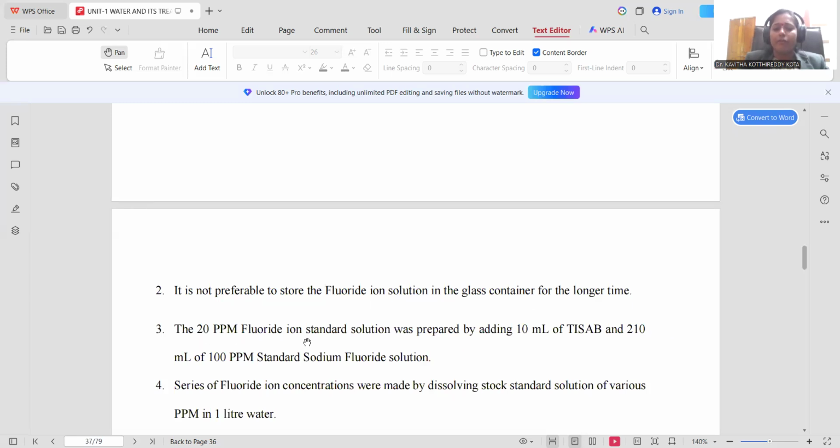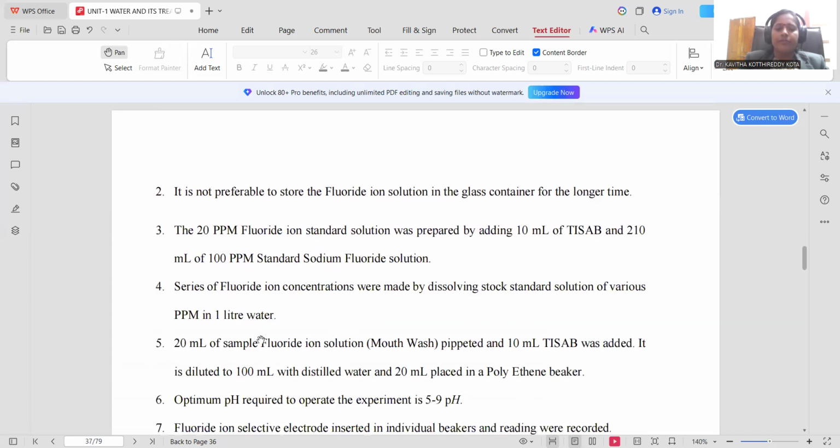A 20 ppm fluoride ion standard solution was prepared, and 10 ml of TISAB solution is added. This is the buffer solution. From the standard sodium fluoride solution, you are preparing this 20 ppm fluoride ion standard solution. So a series of fluoride ion concentrations were made, 4 different concentrations to be prepared, whose concentrations are known to you.